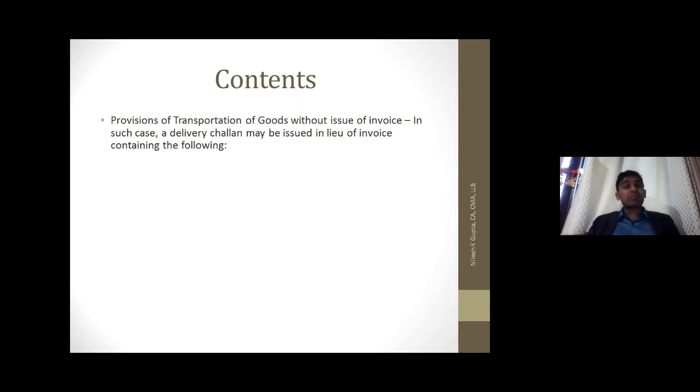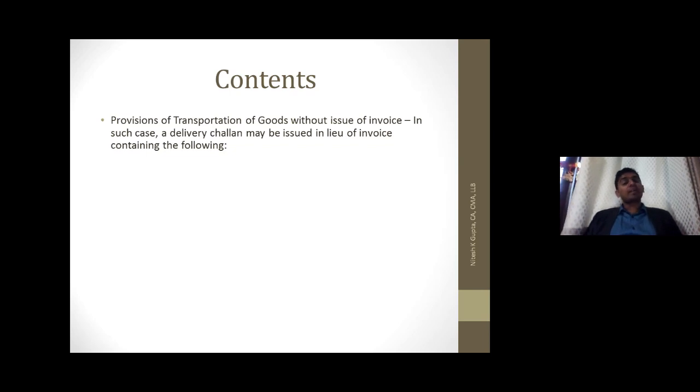Can I send the same invoice? No, because that invoice is already sent to the person. Now, how can the same invoice come back and then only the car be sent to the location? Then I can issue delivery challan in lieu of invoice. So today I'll issue invoice. I'll send the invoice with the car so that transportation can happen. Tomorrow I will issue the delivery challan in lieu of invoice.